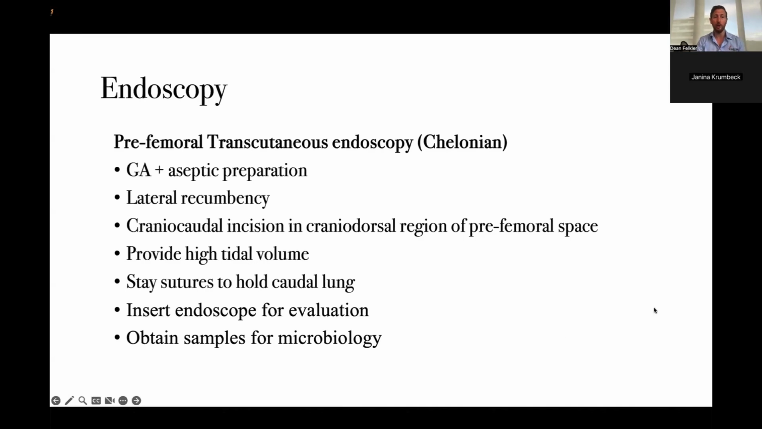And when you're through, you want to ask your nurse to provide a breath, so you have high tidal volume, and it's just going to push the lung tissue out, and that will allow you to use your stay sutures again, just to grasp the lung tissue. You can make your incision and insert your endoscope through the lung tissue that way. That gives you a much better evaluation of the lung. You actually can have quite a good look around, and again, take your samples that way as well.